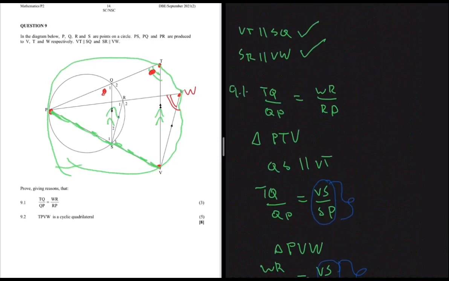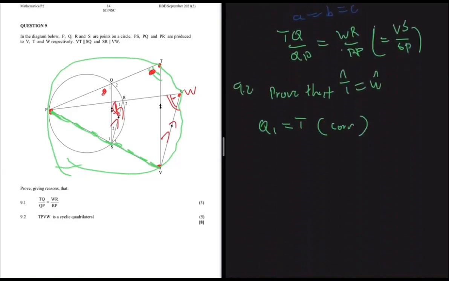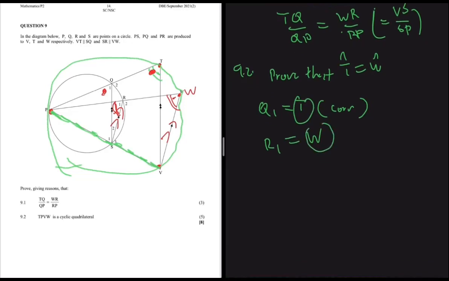SR and VW. If SR, let me make SR clear. So if SR is parallel to VW, then angle R1 should be equal to angle W, right? They are also corresponding angles. So let's write that down. So we're saying R1 is equal to W. But we need T to be equal to W. So we have to find a way to relate Q1 and R1, right?